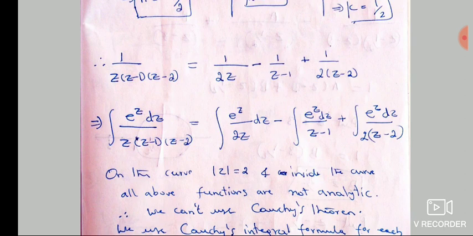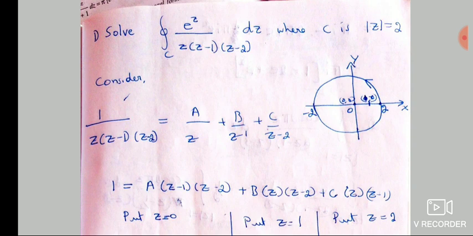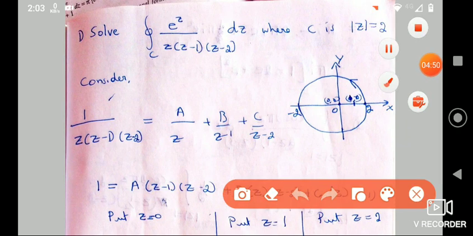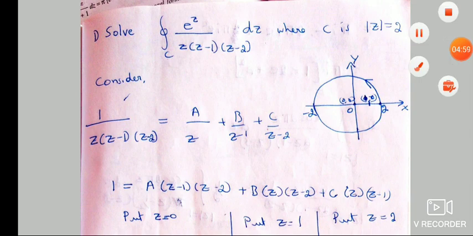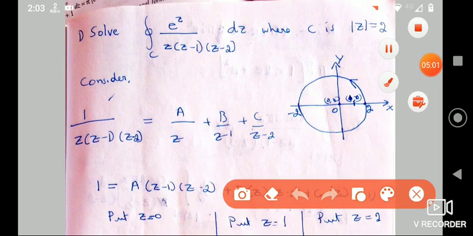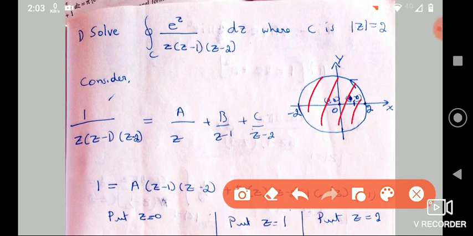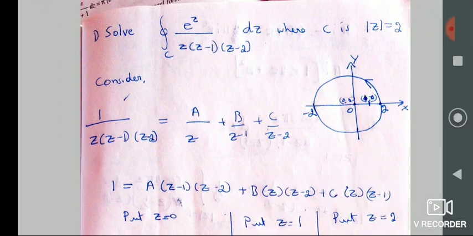See, there are two theorems here. One is Cauchy's integral formula and one more is Cauchy's theorem. What does Cauchy's theorem say? Cauchy's theorem says you should have a simple closed curve, that is what we have. Then the points inside this curve should be analytic.